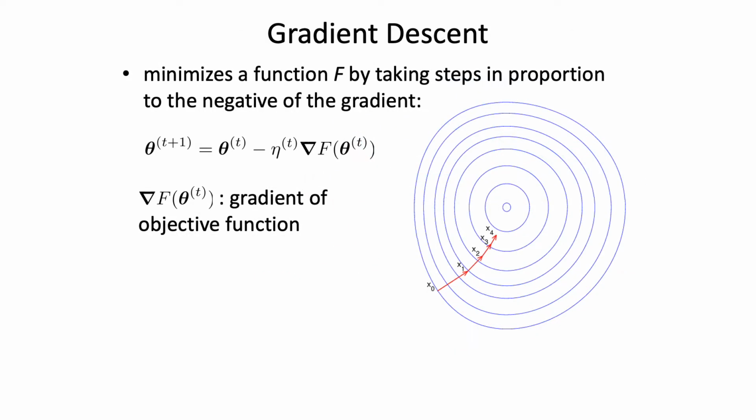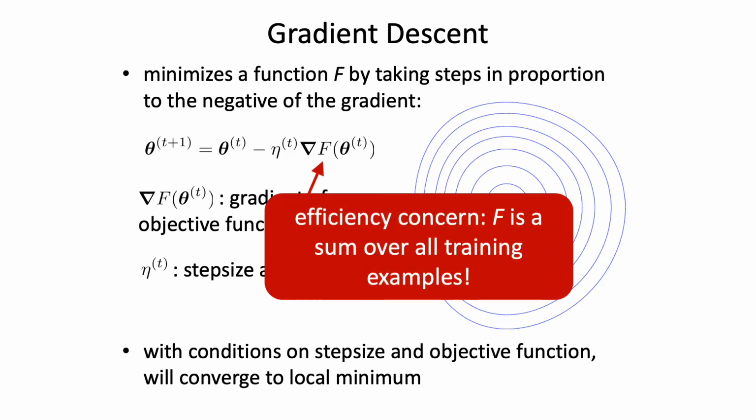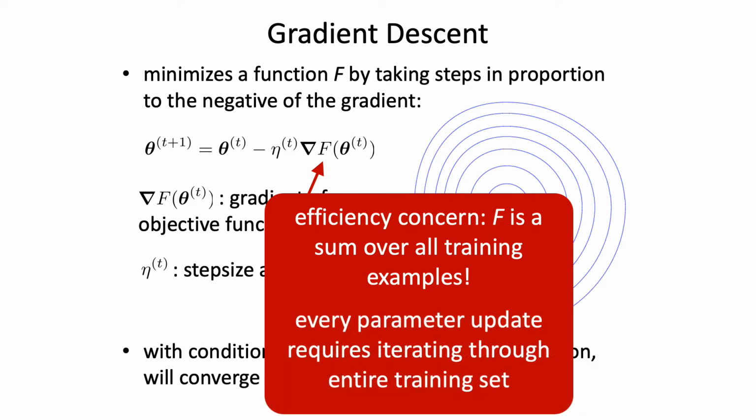Our starting point is gradient descent. It's an algorithm for minimizing a function f with respect to some parameters theta by taking steps in proportion to the negative of the gradient. Eta is the step size, also called the learning rate, which can depend on the step number t. With certain conditions on the step size and the objective function f, this simple algorithm will converge to a local minimum. However, in our case, f is a sum over training examples. So every time we update the parameters, we need to iterate through the entire training set.